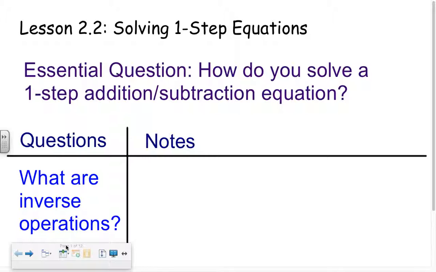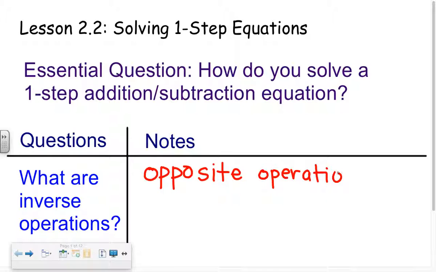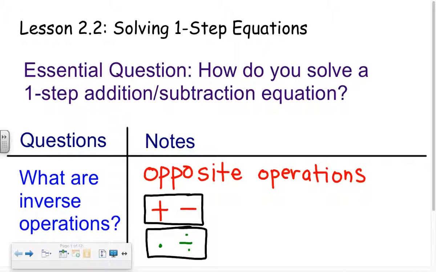Well, inverse operations are just opposite operations. So adding and subtracting are inverse operations. The opposite of adding would be subtracting. The opposite of subtracting would be adding. And then multiplying and dividing are opposite operations, or inverse operations. The opposite of multiplying is dividing. The opposite of dividing is multiplying.